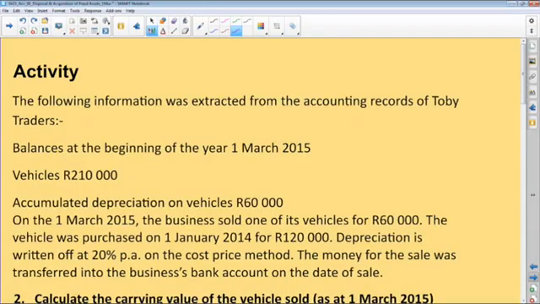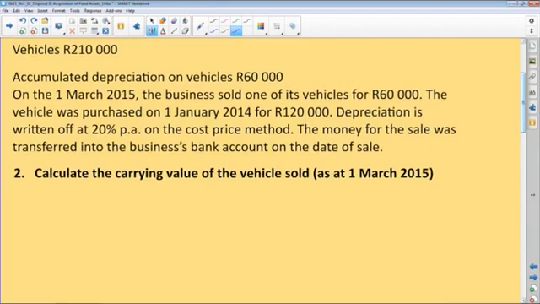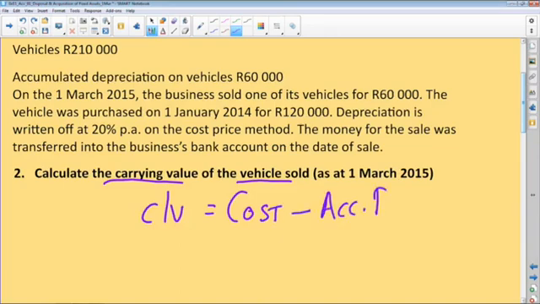Show all your calculations. So in the event of part marks, or in the event of you getting the total incorrect, you can always get some part marks. Right, let's move on to the next question. The second question wants me to calculate the carrying value of the vehicle that is being sold as at 1st of March 2015. So we spoke about this earlier on. Carrying value is equal to cost price minus accumulated depreciation.